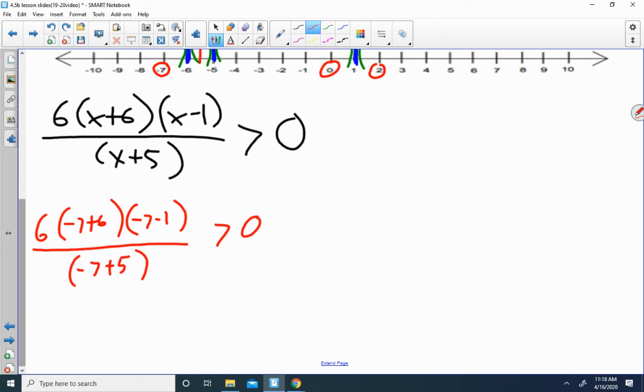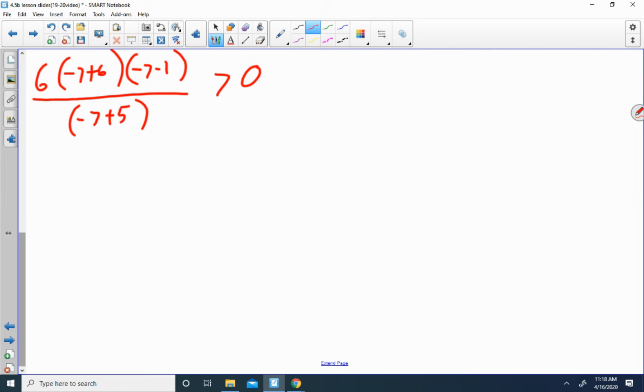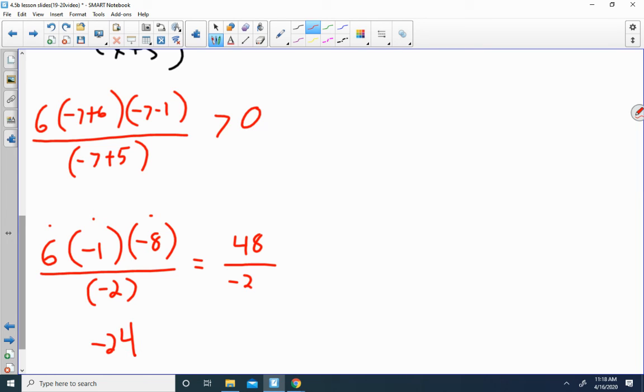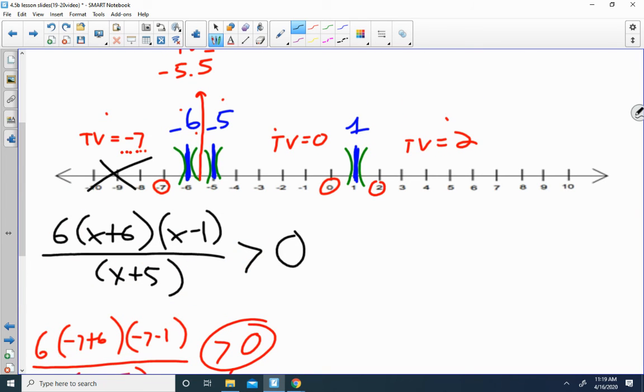All right. Plug and chug. You might want to grab your calculator and see what happens. So it looks like we're going to get 6 times negative 1 times negative 8 all over negative 2. If we simplify, 6 times 1 times negative 8 will give you negative 48 all over negative 2, which, negative 48 divided by 2, is going to be negative 24. Now, is that greater than 0? It is not. That is a flop. A negative cannot be bigger than 0.